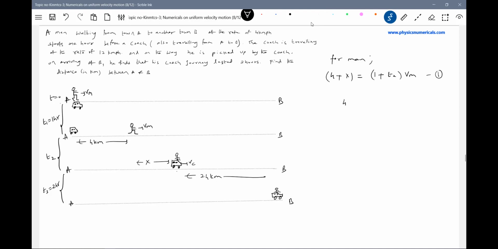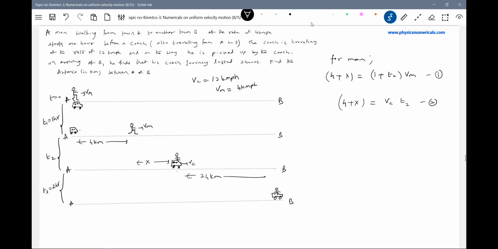Then for the coach, what can we write? 4 plus x should be equal to the velocity of the coach times only t2, because that is the time taken by the coach to catch the man. Altogether it has to move a distance of 4 plus x with speed vc in time t2. So that's equation 2. What are the unknowns? vc we know, 12 kilometers per hour. Velocity of the man, 4 kilometers per hour. Solving equations 1 and 2, I'll get x and t2.